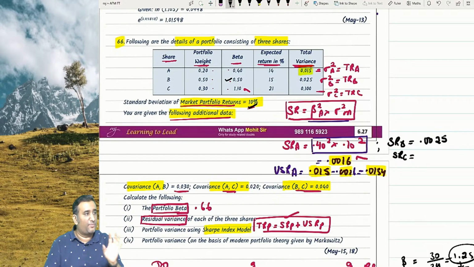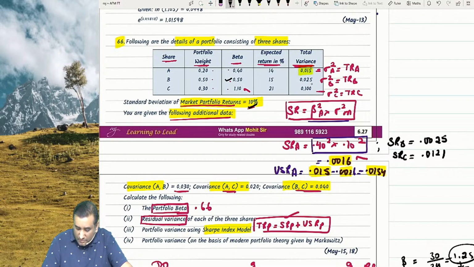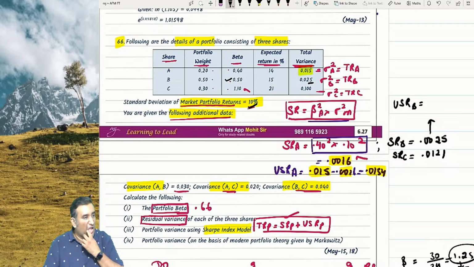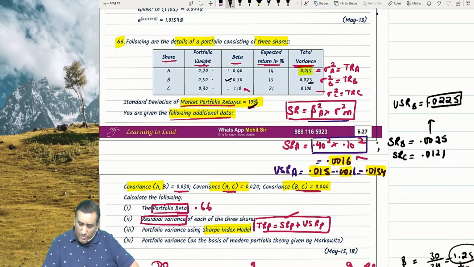It's a systematic risk. That means it represents risk which is attached with the market. Systematic risk of C will be 1.1 into 1.1 into 0.1 into 0.1. 0.0121. Now what you can do is from 0.025 minus this, so you get unsystematic risk of B also, 0.0225. When you go back home, you will find this question. Don't worry in your books, just so that it helps you in revision.